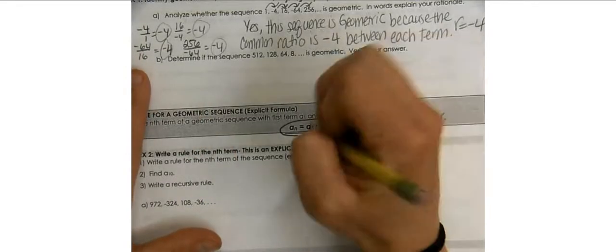Now we're going to have the same exact formula, only written in a different way that represents geometric sequences. In this formula, we have a sub n is equal to a sub 1 times r to the n minus 1 power. A sub 1 represents your first term. A sub n represents the term value. And n minus 1 represents your term position, minus 1. R represents, of course, your common ratio.